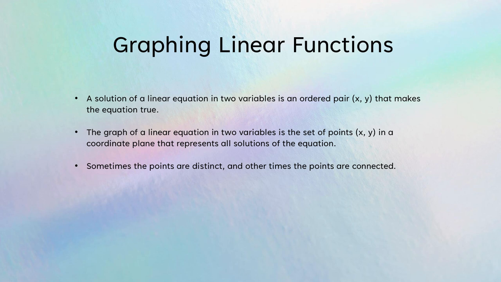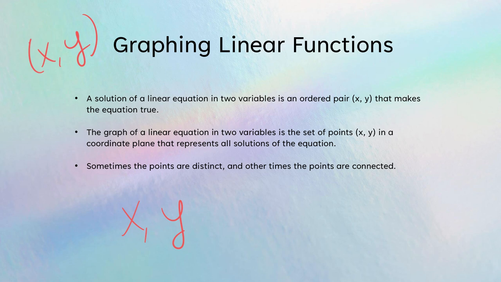Graphing linear functions. A solution of a linear equation in 2 variables is an ordered pair. So remember what ordered pairs are, right? If they don't have parentheses, is it an ordered pair? No. So if there are no parentheses, we're just looking at the letter x and the letter y, and it's separated by a comma.